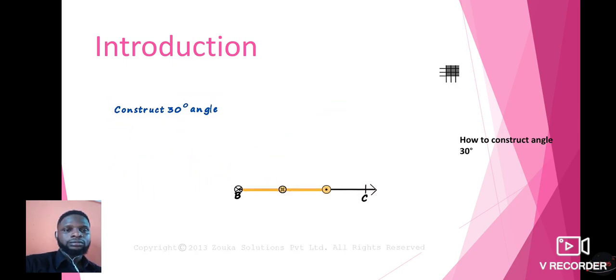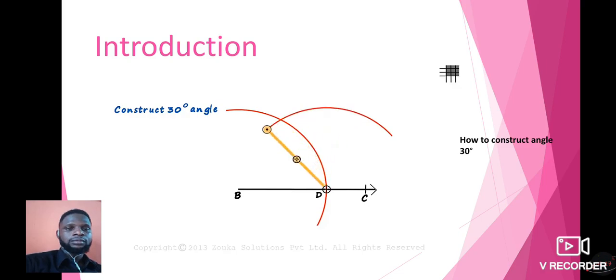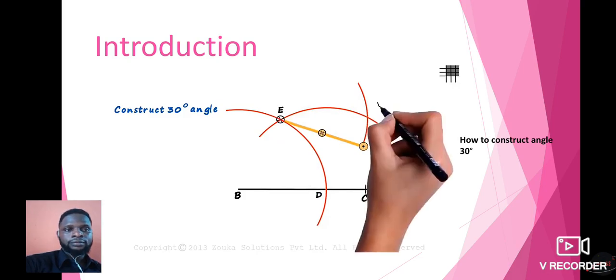We keep the compass on point B and set it to any convenient width. With this width, we draw an arc from above B, crossing ray BC at point D. Do not change the width of the compass after you've drawn this arc. With the width unchanged, we keep the compass at point D and draw an arc above D, creating point E. And again, do not change the width of the compass. We move the compass to point E and draw an arc across the previous arc, creating point A.